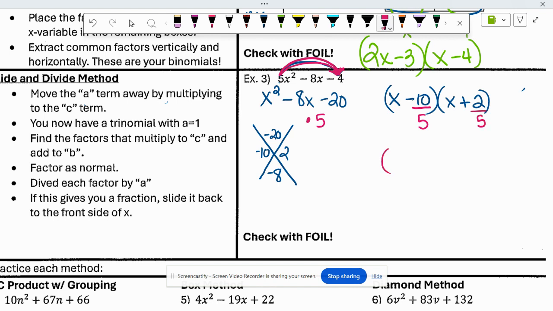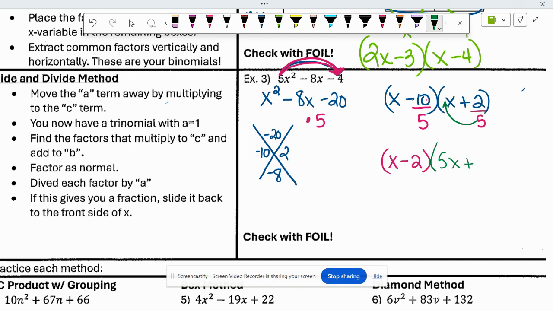Well, the first one divides nicely. Negative 10 divided by 5 is what? Negative 2. The second one gives me a fraction, and we factor with integers. So the trick is to take this 5 and move it in front of your x. 5x plus 2. So you divide each of the factors by a, that 5. If it gives you a fraction, slide it back to the front side of x. That's what we just did.